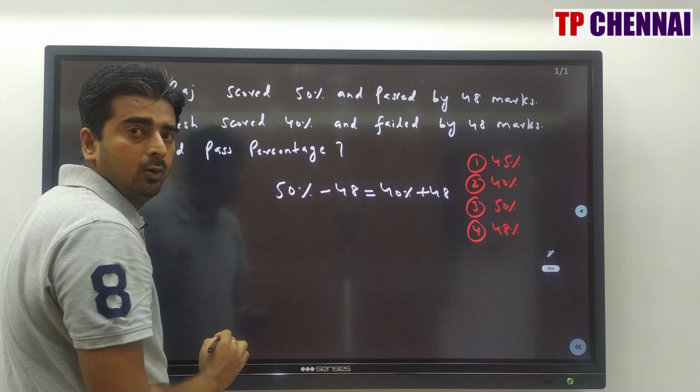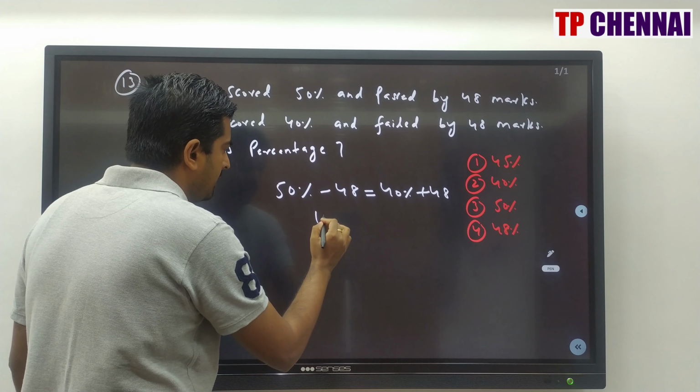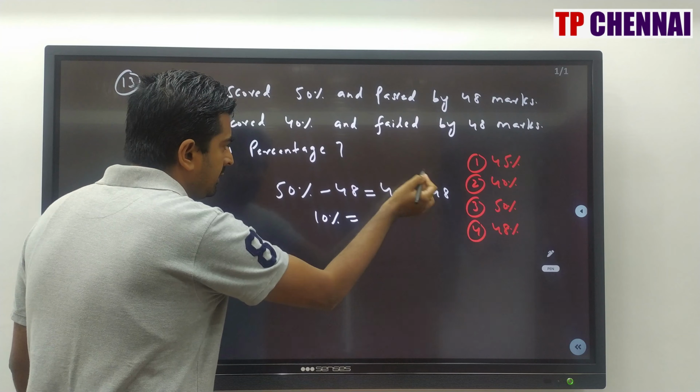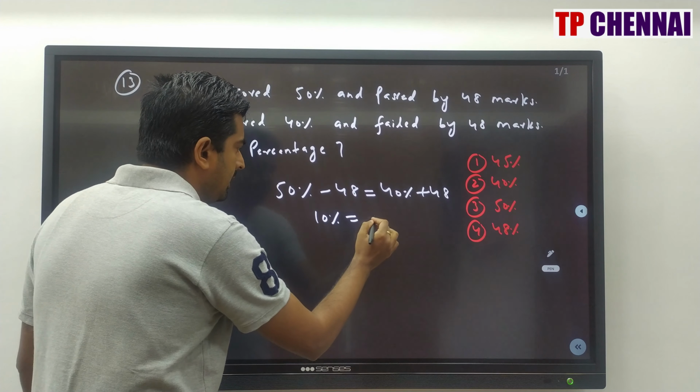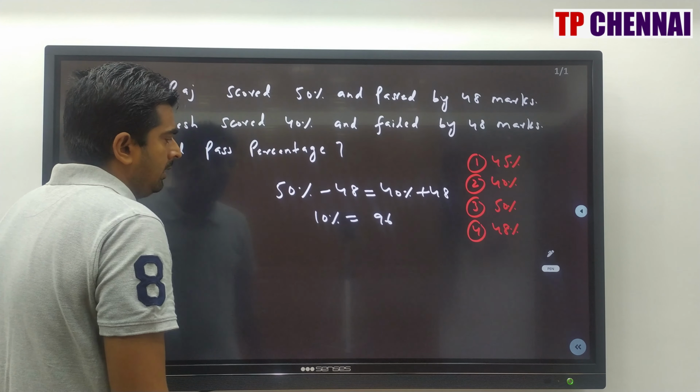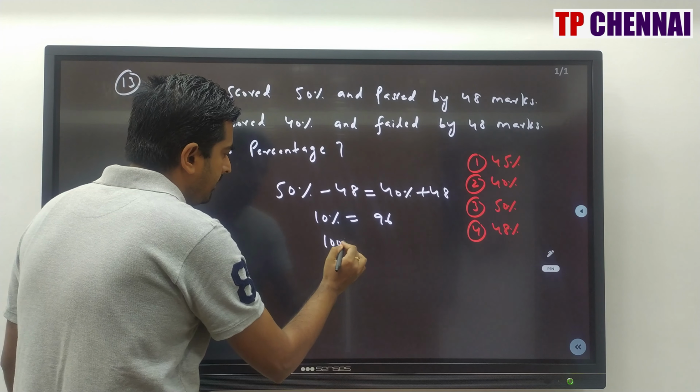So percent you keep one side. 50% minus 40% is 10%. Minus 48 will go there. 48 plus 48, 96. Right? So 100% is how much?